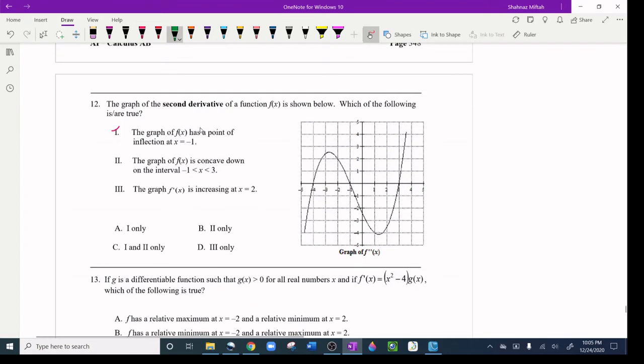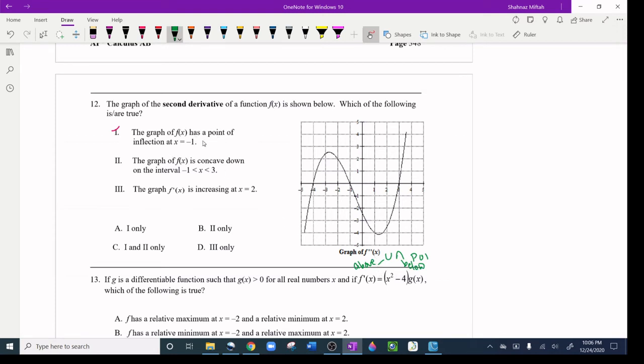Question number 12. The graph of the second derivative of the function is given below. Which of the following is true? F double prime deals with concave up, concave down, and also point of inflection. Concave up means it's above the x-axis, and concave down means below the x-axis, because it's the double prime graph already.